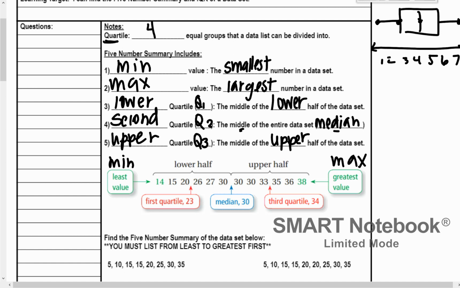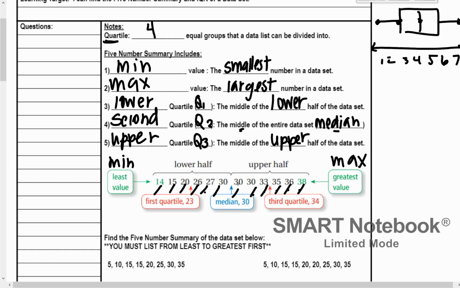I was going to say the first thing you do, after we list from least to greatest, we find our min and our max. We are going to cross off each side to find that median. You can't find Q1 or Q3 until you find the middle. So you can't find the middle of the lower half and the middle of the upper half until you divide it into halves. We're just going to make sure we have the same number of crosses on each side. 1, 2, 3, 4, 5, 6. 1, 2, 3, 4, 5. See, that's why we double check.